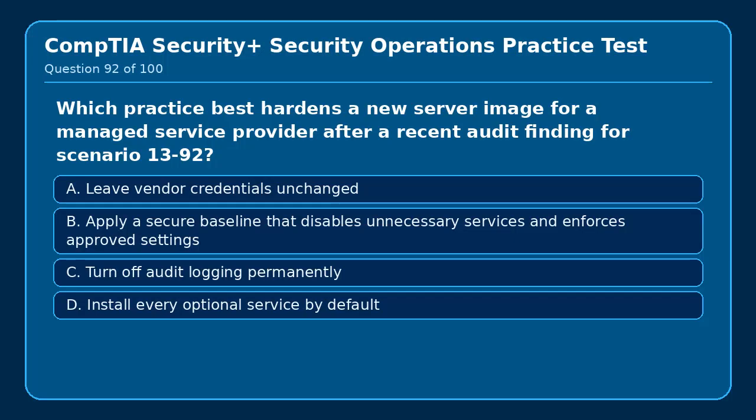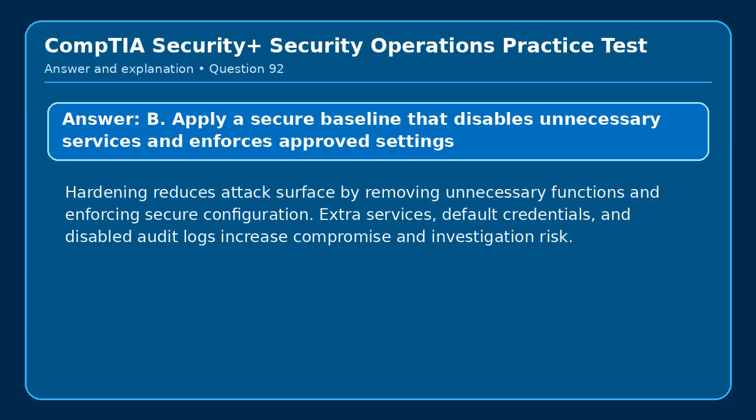Question 95. After malware is detected on a laptop at a research lab, which immediate containment step is appropriate as part of the risk reduction project for scenario 13 to 95? A. Quarantine the device from the network. B. Connect it to every file share for testing. C. Copy unknown executables to production servers. D. Disable all security tools. Take a moment to choose your answer.